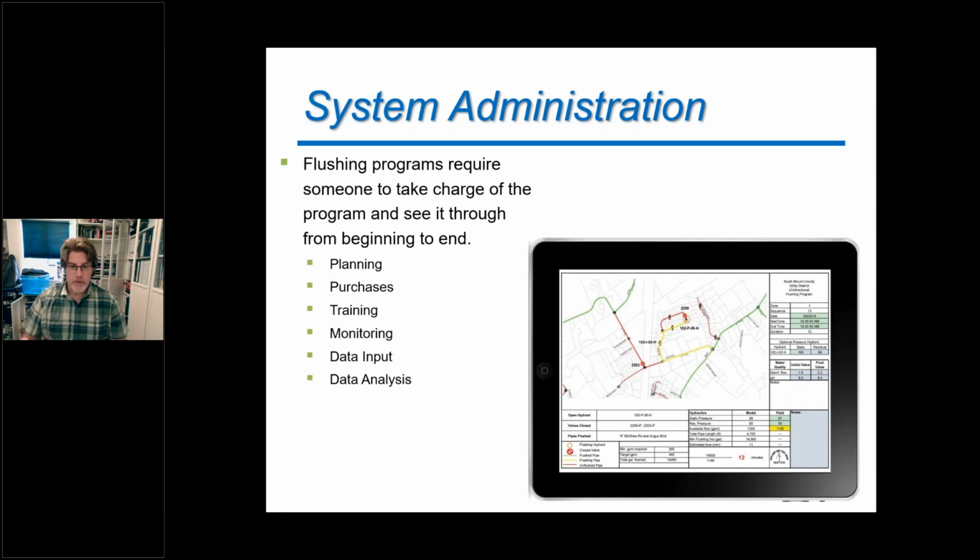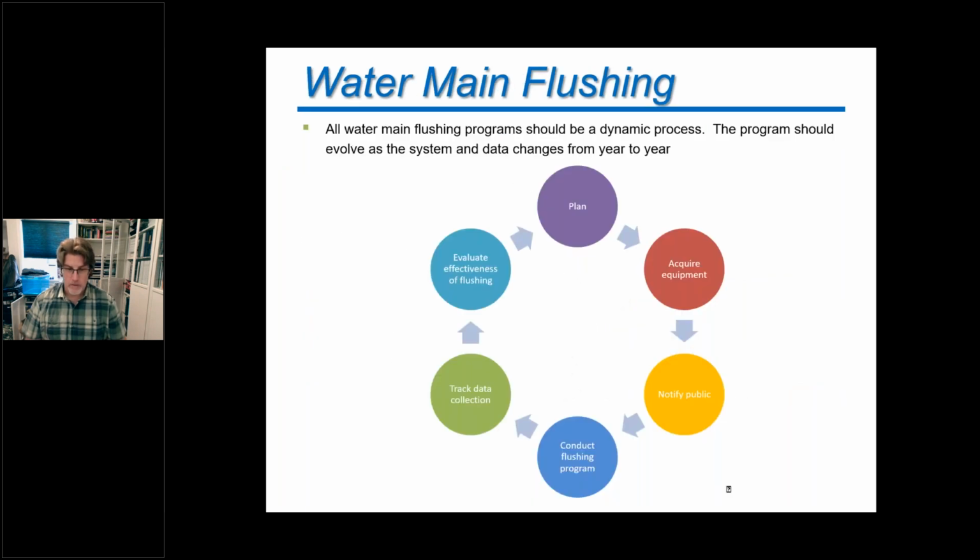System administration, we do need someone to look over the entire system, make sure that when we're going to do the flushing, that cycle goes all the way to completion. And it's nice to, maybe you have other people helping out in certain aspects, but there should be one person who is making sure that, just to go back, that this cycle goes all the way around and we complete all the steps of the flushing program.